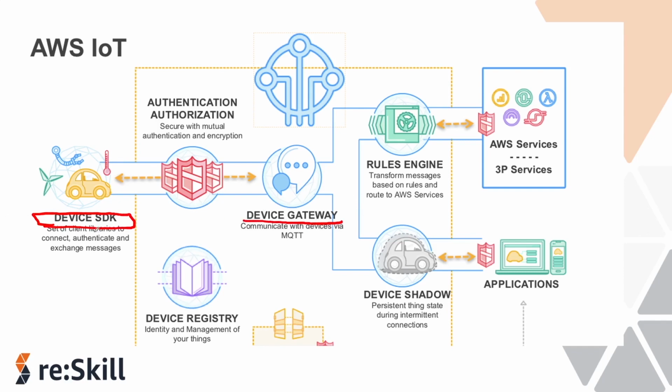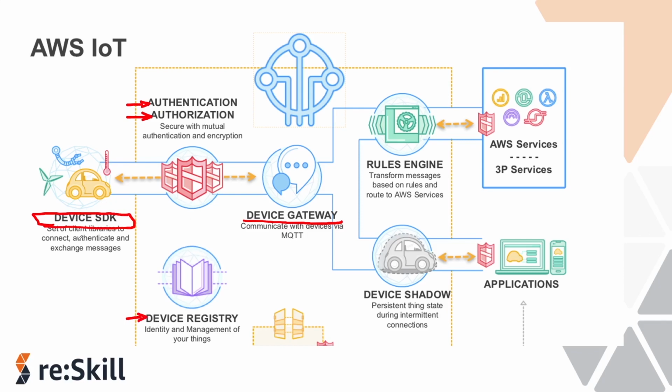Now, for these devices to be able to send data to the device gateway, they need to go through two processes: authentication and authorization. Authentication is to make sure that the device is who it claims to be, and authorization is what permissions this device has in the device gateway. And all the devices that we register in IoT Core will be maintained by the device registry.